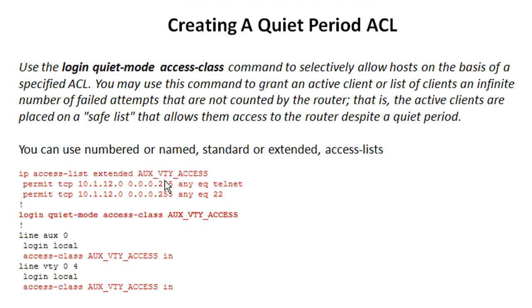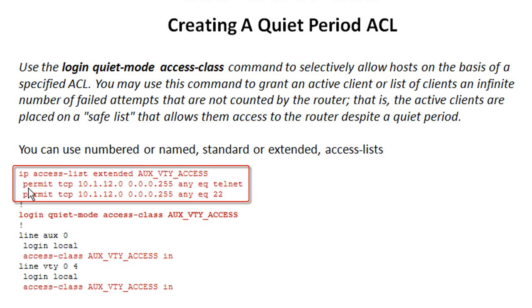The one downside of that is that since IOS is case sensitive, you have to make sure that if you spell it with all caps here, you use the same convention when you're actually applying this. So in this case, we've created an access list that just says, allow anything from the 10.1.12.0/24 subnet to access anything.